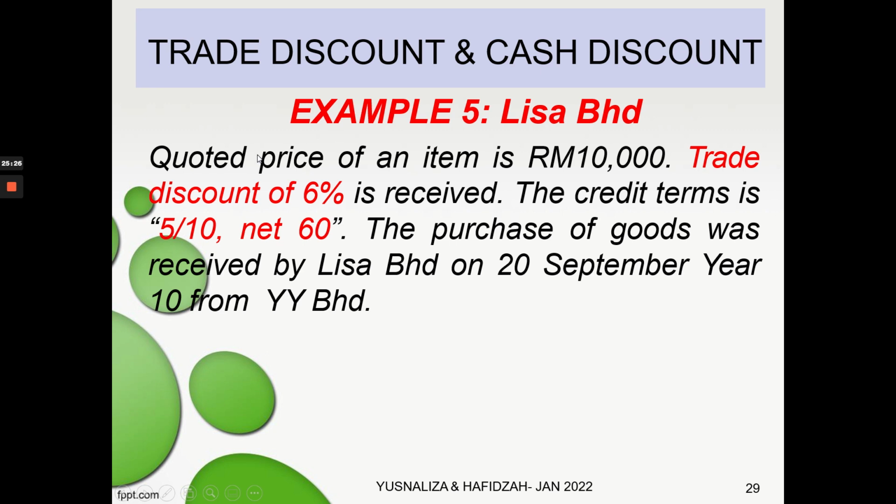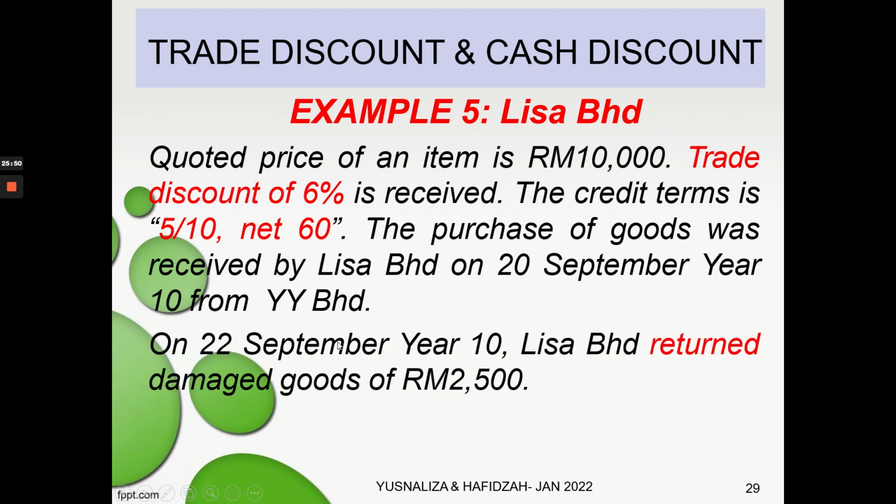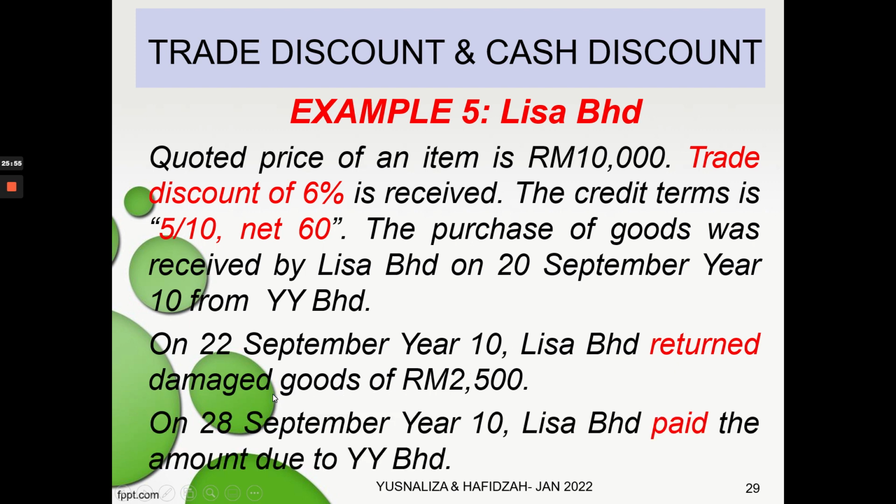Trade discount and cash discount. Quoted price in our case here is 10,000. Trade discount 6% is received. The credit term is 5/10, net 60. Within 10 days, if you pay, you get 5% cash discount. And the goods were received by Lisa on 20th September from YY. So Lisa and YY. On 22nd of September, Lisa returned the goods. So there was a return outwards, or the purchase return. On 28th of September, Lisa paid all the amount due to YY. So fully settled the payment.